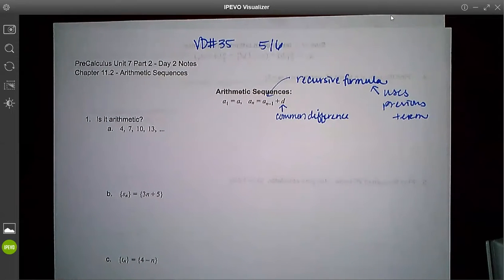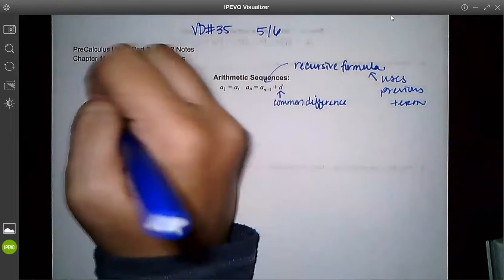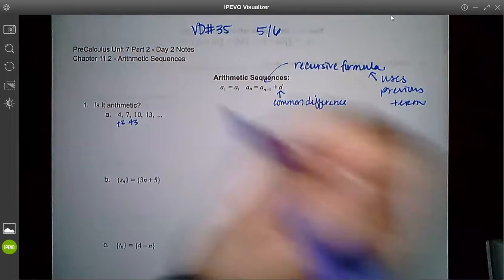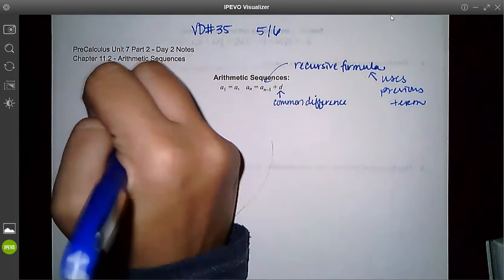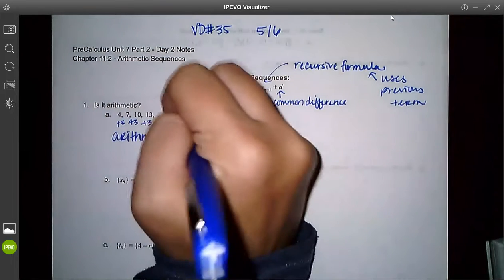So is this arithmetic? You can tell if it's arithmetic just by looking to see the difference between each one. It's called the common difference. So from 4 to 7, you're adding 3. 7 to 10, you're adding 3. 10 to 13, you're adding 3. So this is arithmetic. Our common difference is going to be 3.